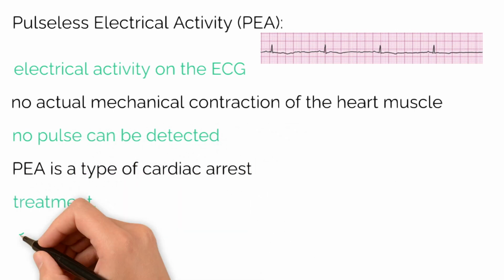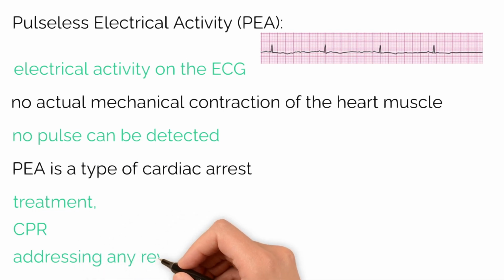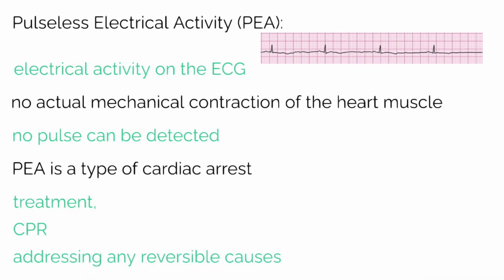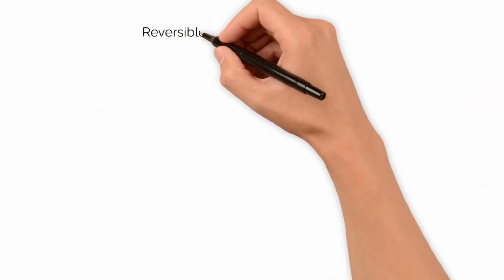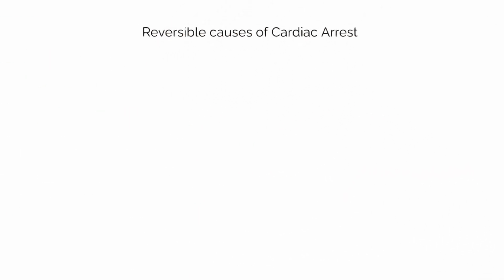PEA is a type of cardiac arrest and requires immediate treatment, including CPR and addressing any reversible causes. Unlike VT, defibrillation is not the primary treatment for PEA, as it is not caused by an arrhythmia like ventricular fibrillation, VF, or pulseless ventricular tachycardia, VT.